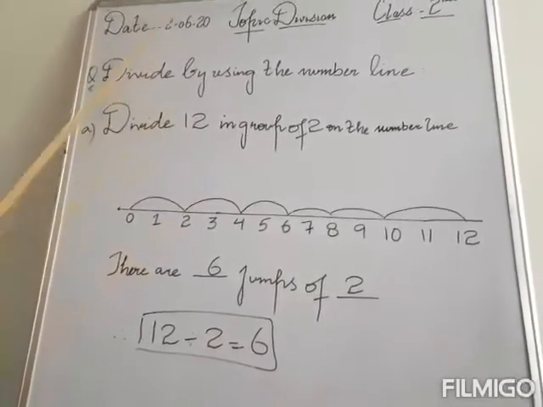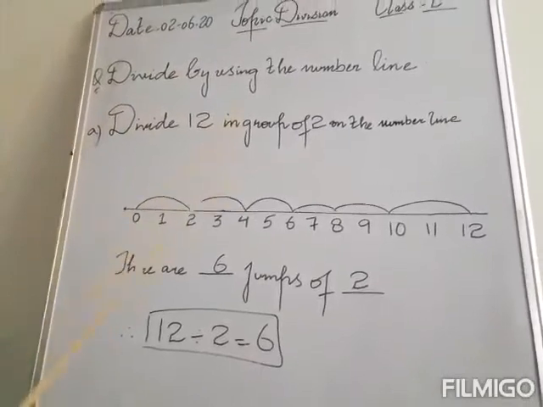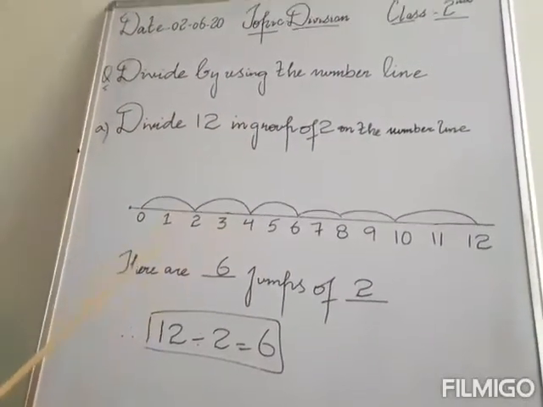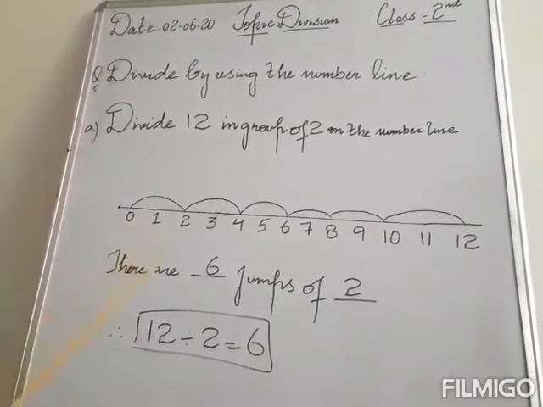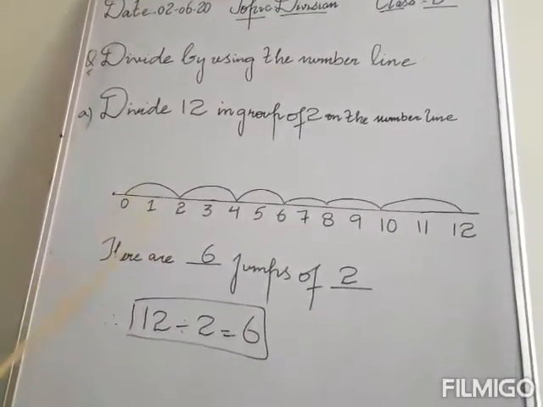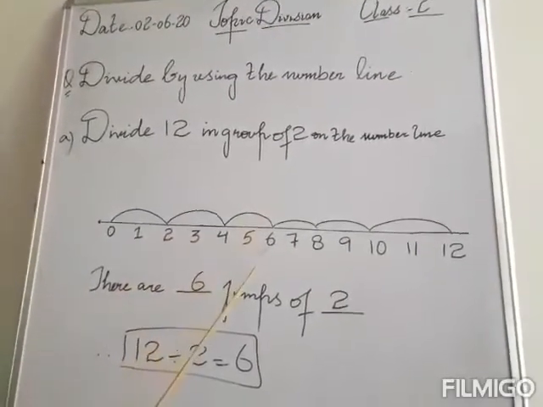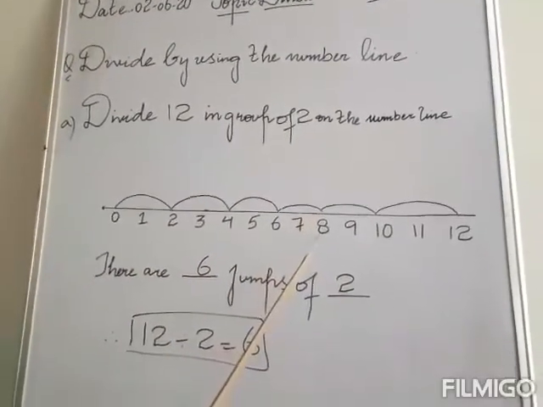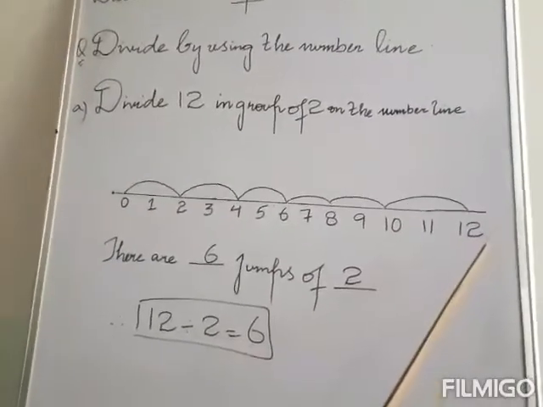We are taking the jumps of 2. Here we are doing skip counting of 2 on the number line. We are adding the same number each time to the previous number. Here 0 plus 2 is equal to 2. 2 plus 2 is equal to 4. 4 plus 2 is equal to 6. 6 plus 2 is equal to 8. 8 plus 2 is equal to 10. 10 plus 2 is equal to 12.